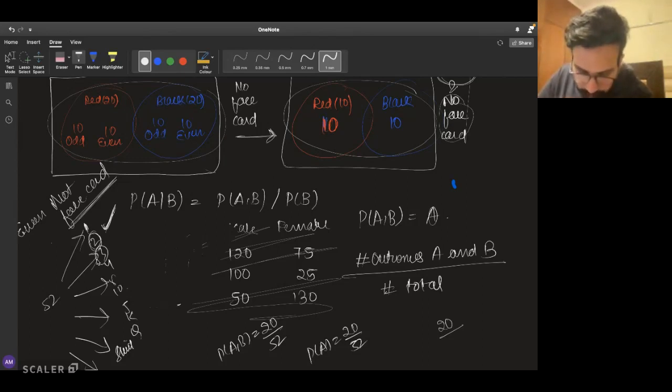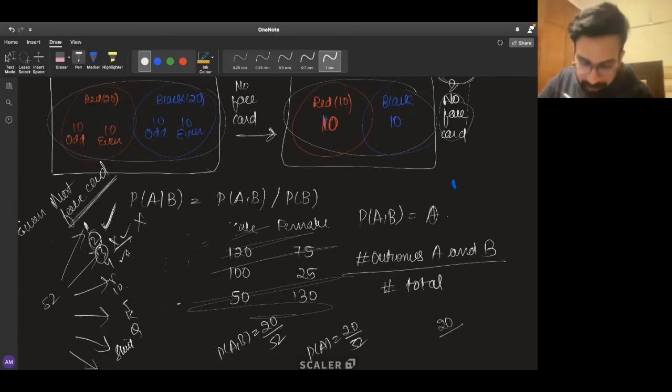Is 3 an even number? No. Is it not a face card? Yes. But are both things there? No. So this will not be considered. Is 4 an even number? Yes. Is it not a face card? Yes. Yes for both, which is like an AND. So this is a favorable outcome. Just this way, the number of favorable outcomes should be 20, out of all 50, and then you have the total number of outcomes, which is 52.